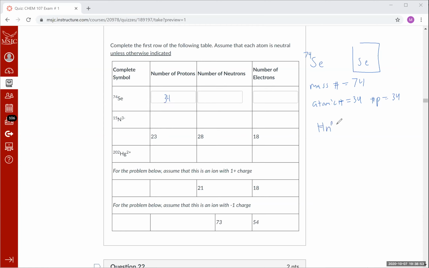For our number of neutrons, all we have to do is take the mass number minus the number of protons, and that gives us 74 minus 34, which gives us a number of neutrons of 40. Our number of electrons is just equal to the number of protons minus the charge. We have 34 protons, a charge of 0, and that gives us 34 electrons. Does this first part make sense? Do these calculations look familiar to everyone from chapter 2 on isotope notation?